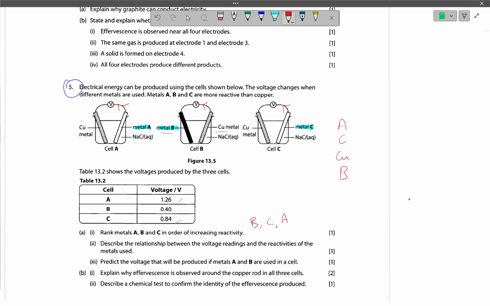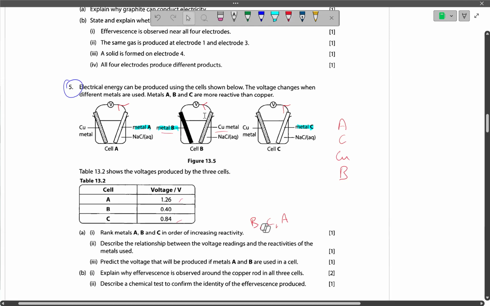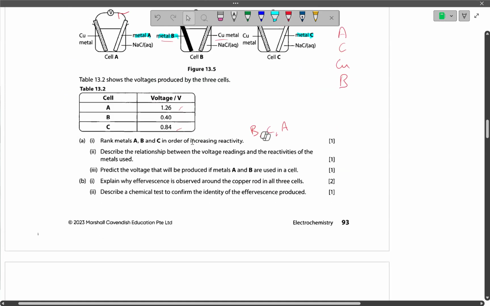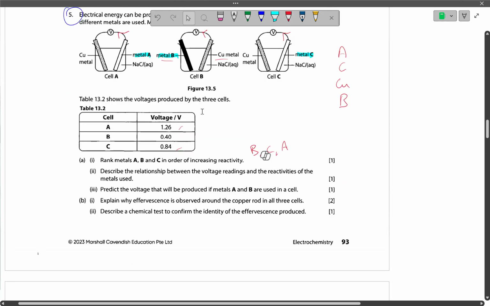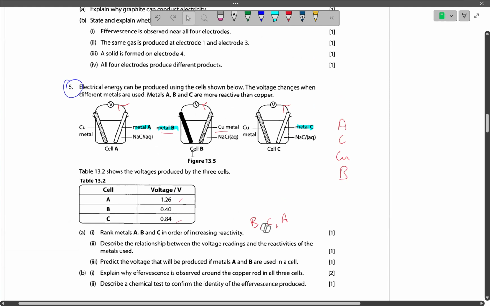So be careful of the positive, negative. Negative could mean the opposite direction. For example, if I change metal A and copper, then it could produce a negative voltage because of the different direction of flow. Okay, describe the relationship between voltage and rate. I think they don't make it difficult. They just basically compare the value alone. If they had put B on the right hand side, it could be a negative 0.4. But negative 0.4 simply means that it's even lower than the copper metal. Do you get it?